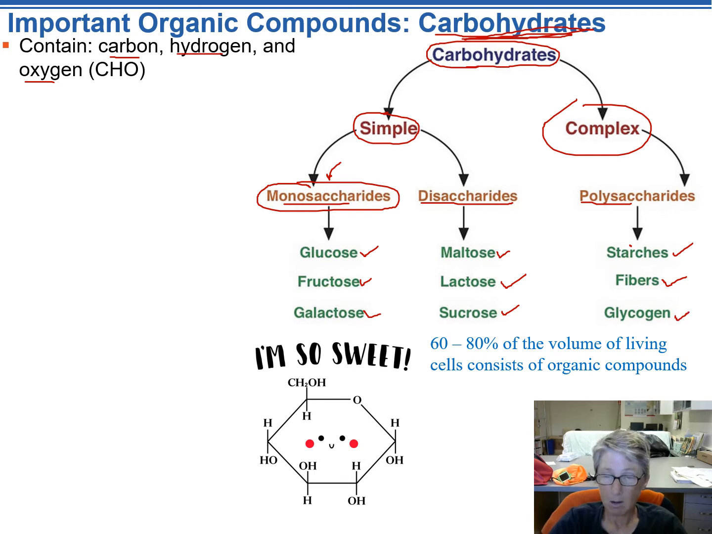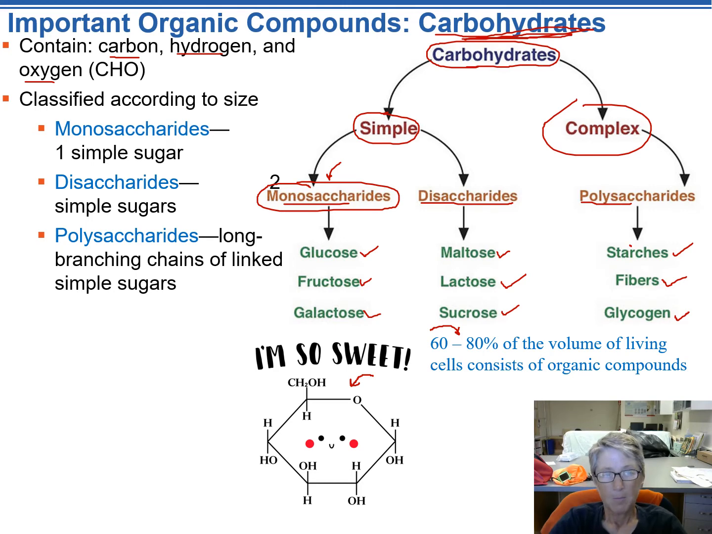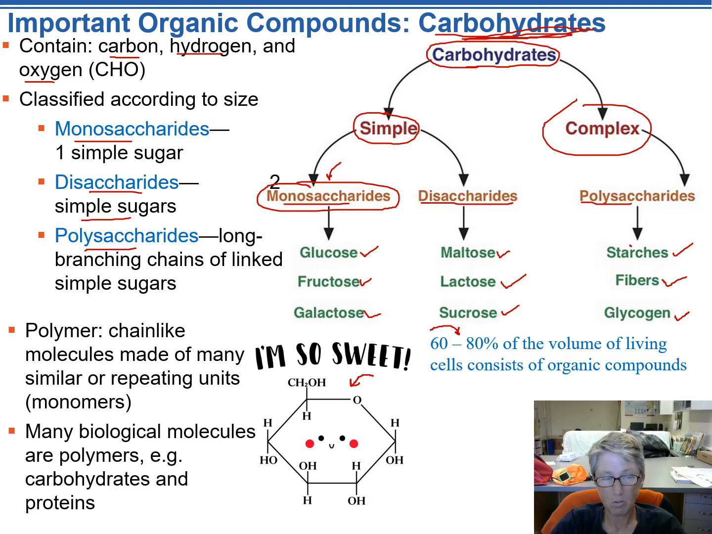Carbohydrates are organic compounds. It's important to note that 60 to 80% of the volume of living cells consists of organic compounds. And this guy, C6H12O6, I'm so sweet, is a glucose molecule. We just talked about this: carbohydrates can be classified according to their size. A monosaccharide is one simple sugar. A disaccharide is two monosaccharides put together. And a polysaccharide is a long branching chain of simple sugars.